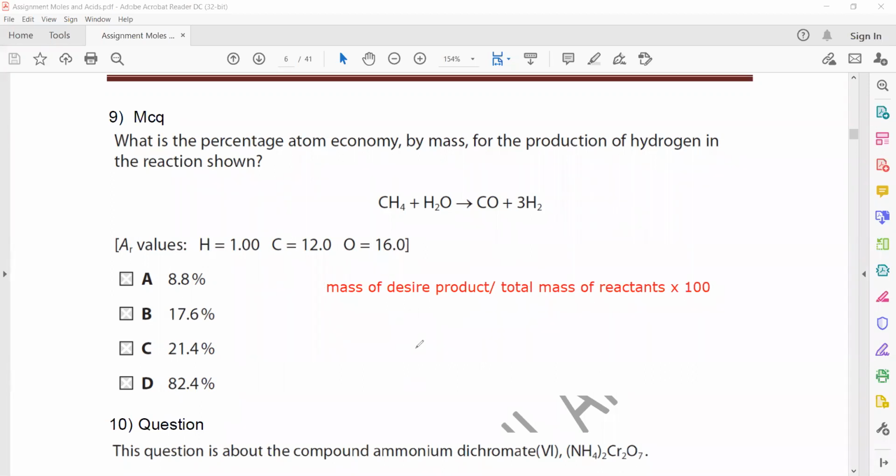So the mass of desired product, hydrogen, is a desired product here. So total mass 3 multiplied by 2, that's equal to 6, divided by total mass of the reactant. So carbon is 12 plus hydrogen 1 into 4, so that is 16, plus water mass is 18, so 18 plus 16, that's equal to 34, multiplied by 100. So 6 divided by 34 multiplied by 100, that's equal to 17.6% atom economy of hydrogen by mass. So the correct answer for this question is B.